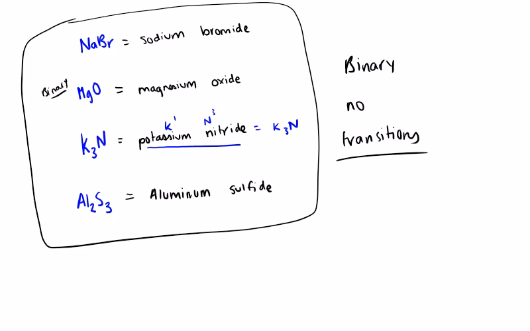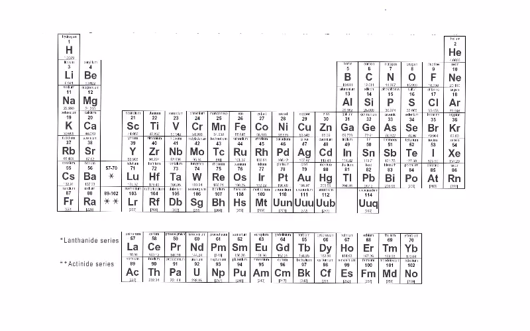So these are very simple when it comes to naming ionic compounds. Okay, very, very simple. Let's look at some with our transition metals. So remember, in the last lecture, we talked about how these are transition metals. Tin and lead are in there, and they give us Roman numerals for the oxidation numbers.